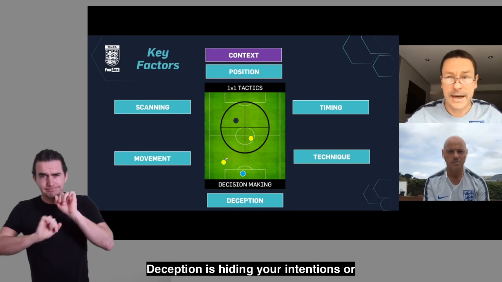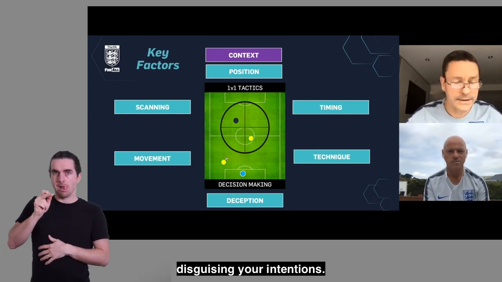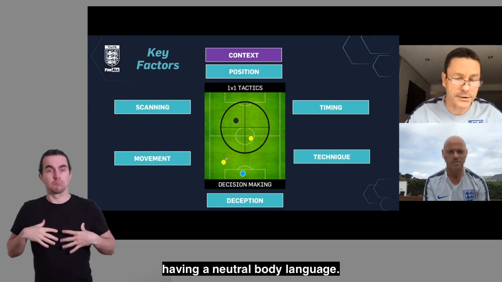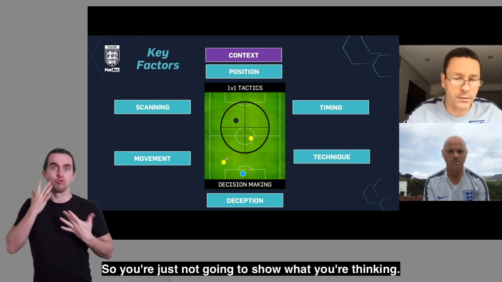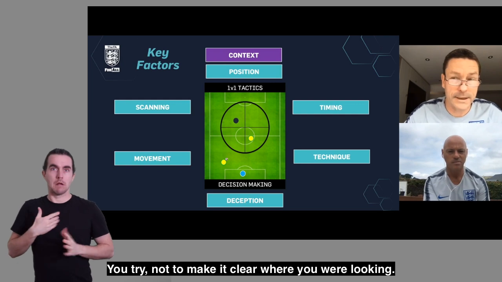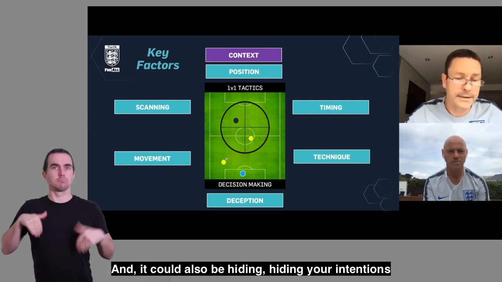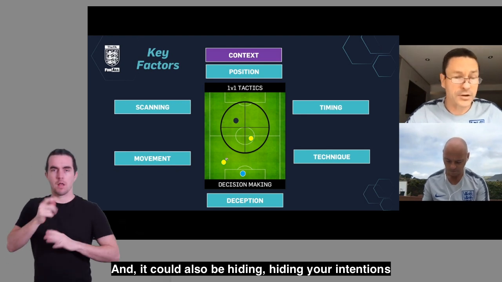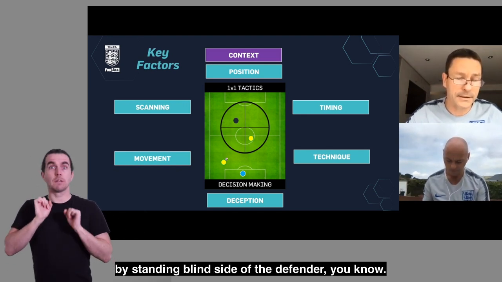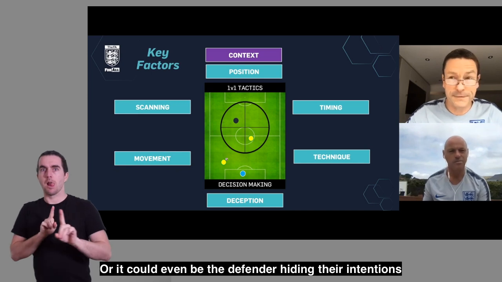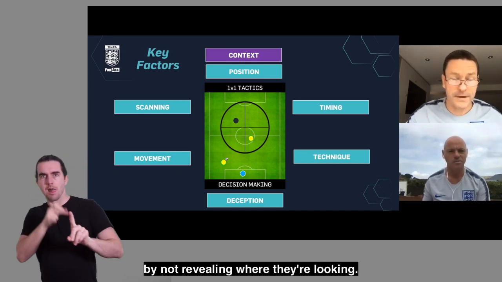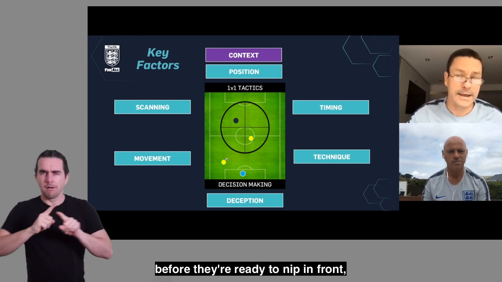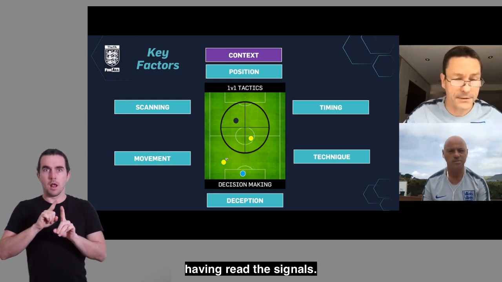Deception is hiding your intentions or disguising your intentions. So hiding your intentions might just be having a neutral body language. So you're just not going to show what you're thinking. You try not to make it clear where you are looking, and it could also be hiding your intentions by standing blindside of the defender. Or it could even be the defender hiding their intentions by not revealing where they're looking. They're standing off and behind the attacker before they're ready to nip in front, having read the signals.